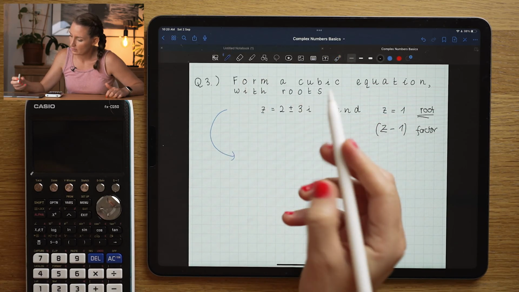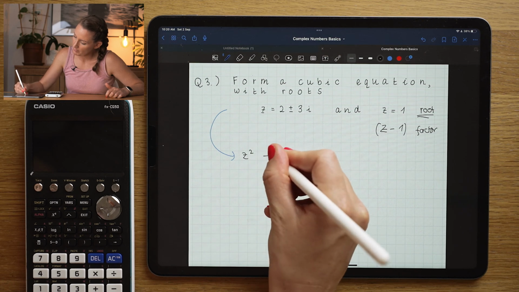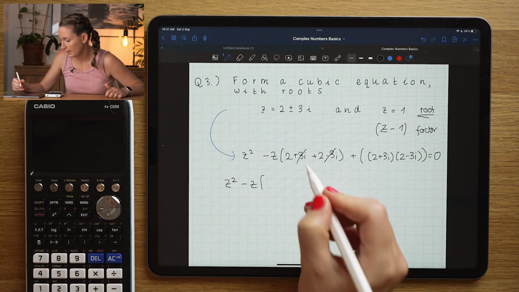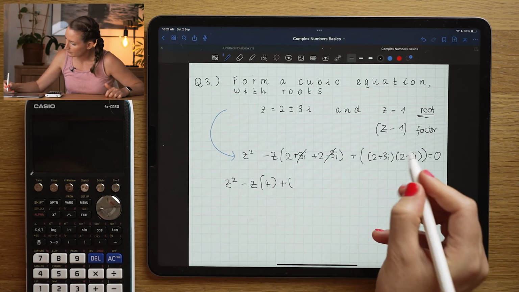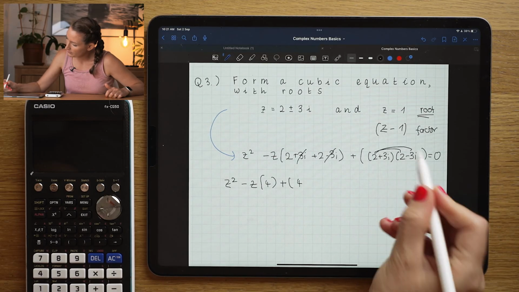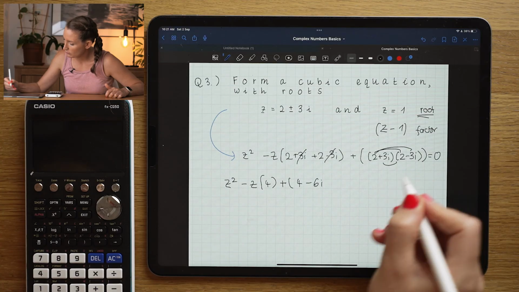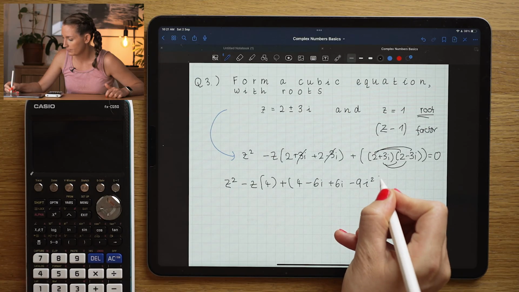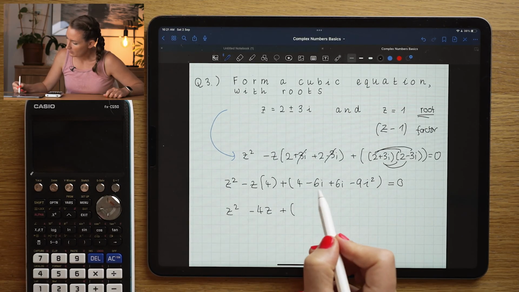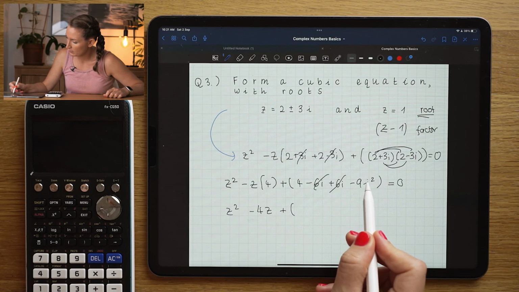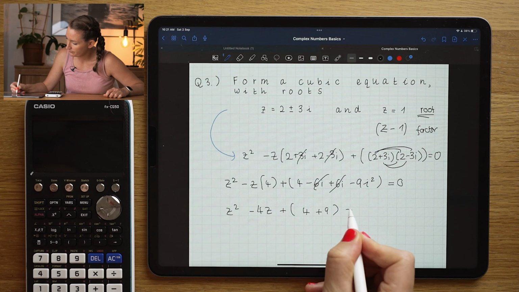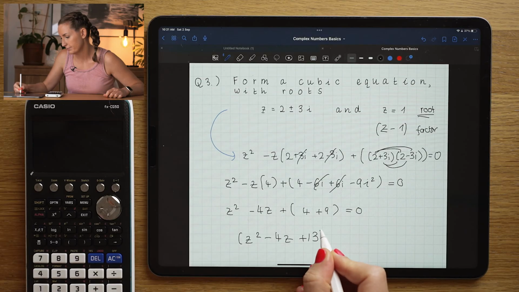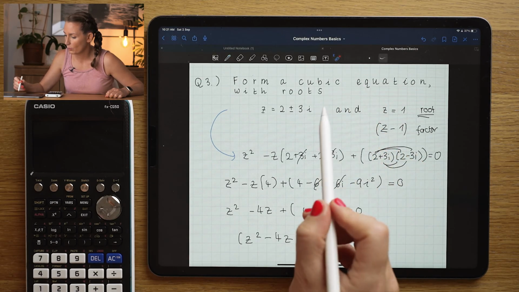So we're going to multiply our quadratic by this factor to go from a quadratic to a cubic equation, because there are 3 roots. So here we're going to say z squared minus z times the sum plus the product. So here I'm going to cancel these out, and this is 4. So this would be 4, this would be minus 6i, this would be plus 6i, and this would be minus 9i squared. So here these would cancel out. i squared would be minus 1, so this would be 4 add 9. So it would be z squared minus 4z add 13. So that would be a quadratic equation that had those roots.